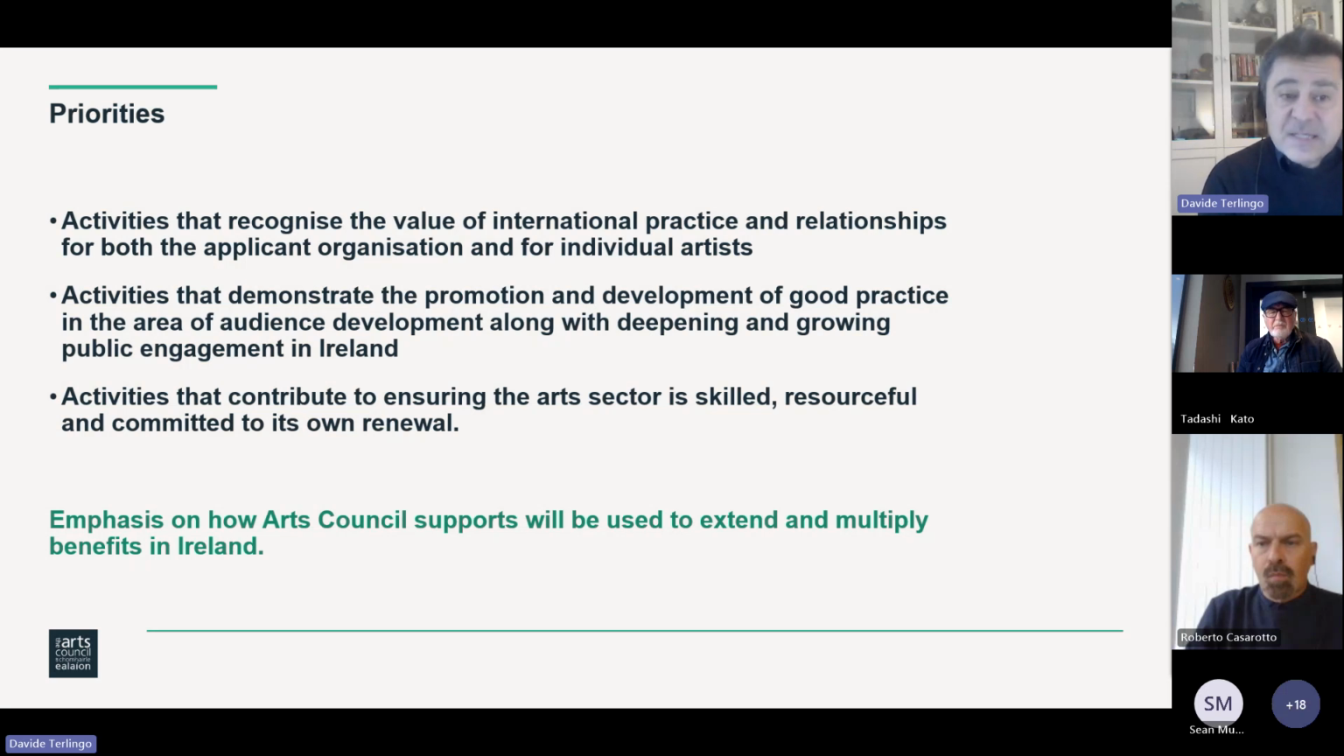In essence, we want to see through the co-funding applications how our supports will be used to extend and multiply the benefits in Ireland of your application.